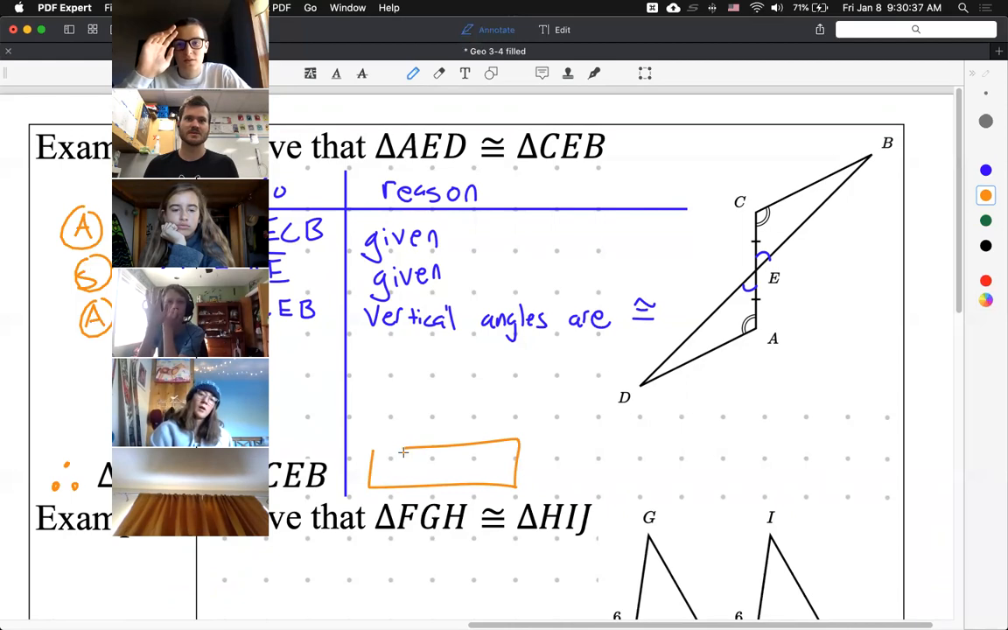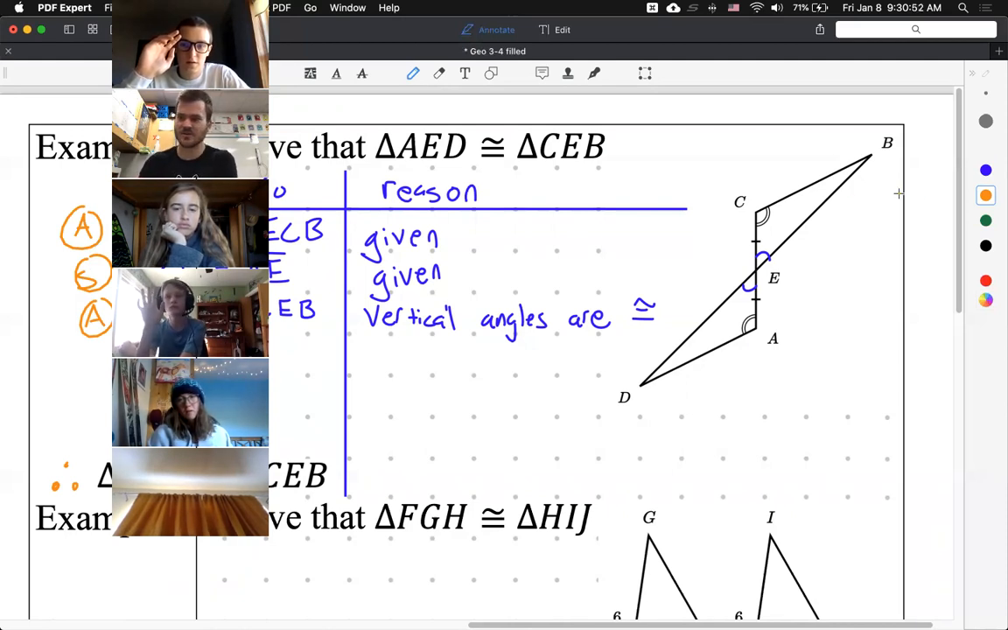Two people have an answer. Give it a little bit of time. You've got a 50-50 shot of it. Is it angle side angle or is it angle angle side? And why? Really pay attention to that diagram. Charles, what do we got? I believe it would be angle side angle.